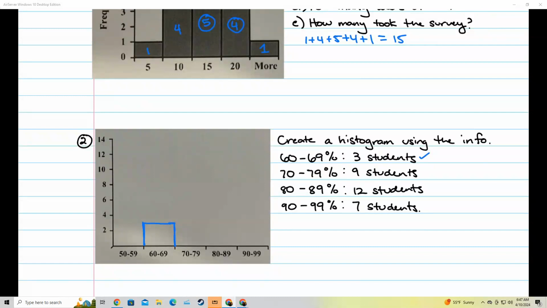The next one says how many students scored between 70 and 79%. 70 and 79%, that would be this region right here. And I need to make sure that it's 9 students high. So I need to go all the way so that it goes somewhere between the 8 and the 10. So my bar is going to go up this high. You're going to create your bar starting from the next one, and we're going to connect it. But I have to make sure that it only goes halfway between the 8 and the 10.